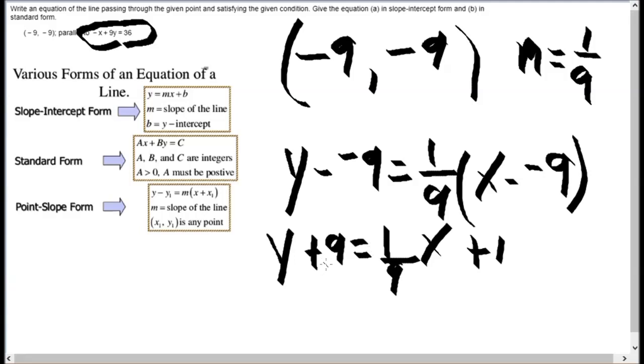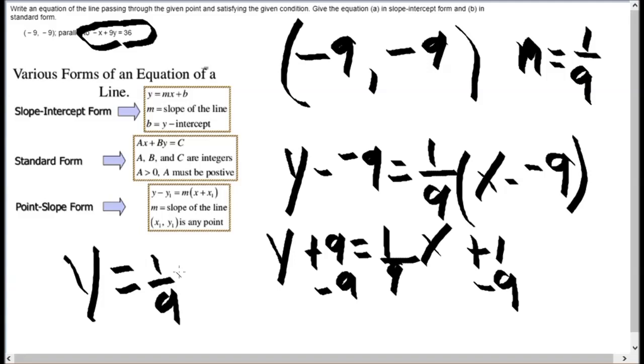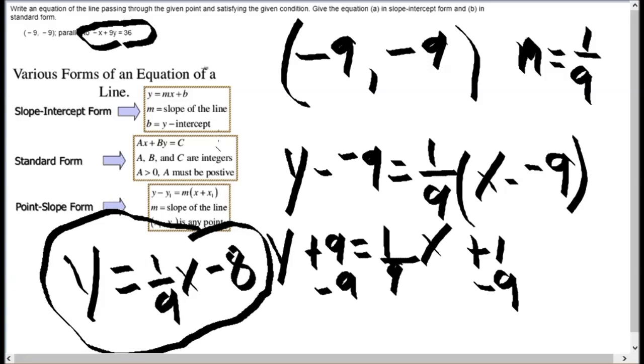And then we just want to go ahead and subtract 9. Okay, and for the answer we have y = 1/9 x, plus, let's see, 1 minus 9 is negative 8. So this right here is the answer for the first part, A, slope-intercept form. Slope-intercept form says y = mx + b. See, we have 1 take away 9. That's where this 8 came from. Okay, we still need to put it in standard form, though.